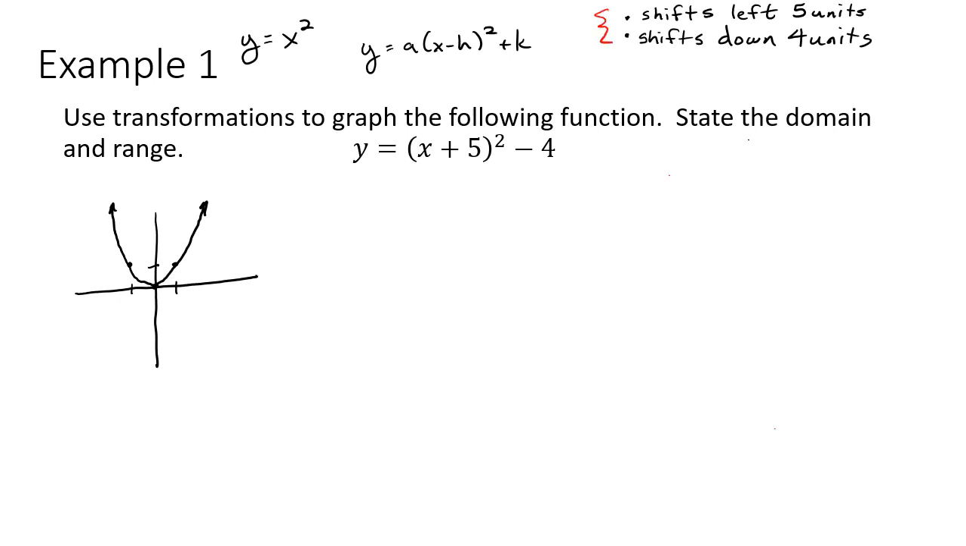In this case, the order also doesn't matter because we don't have an a out front. If there was an a, we would do that first, do the multiplication first. But since there's not, the order doesn't matter. So I'm going to do the transformation in 2 steps just to show you exactly what's happening. So why don't I start with the shift left 5 units.